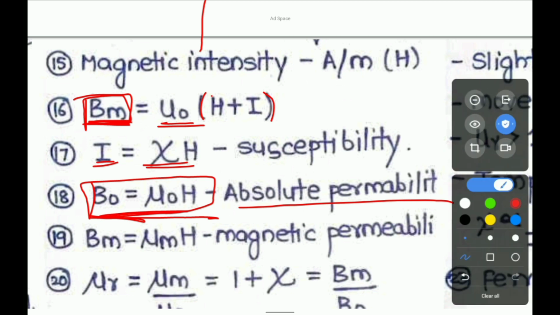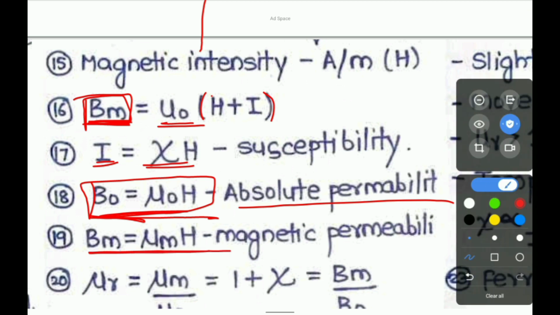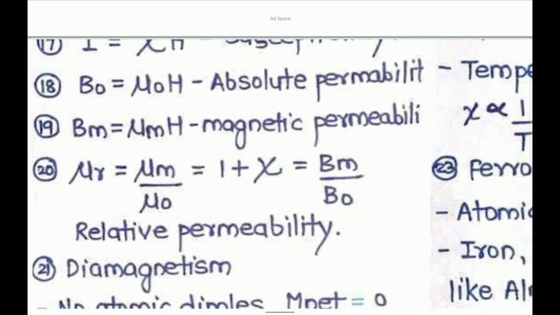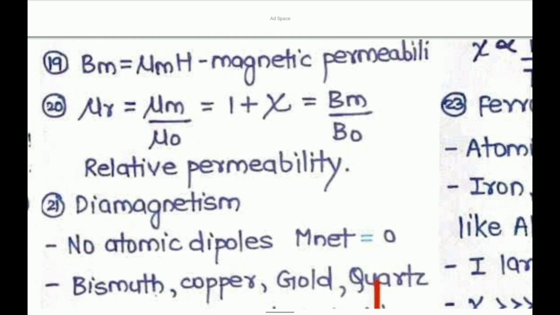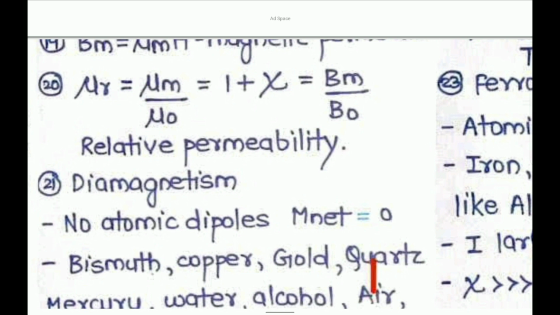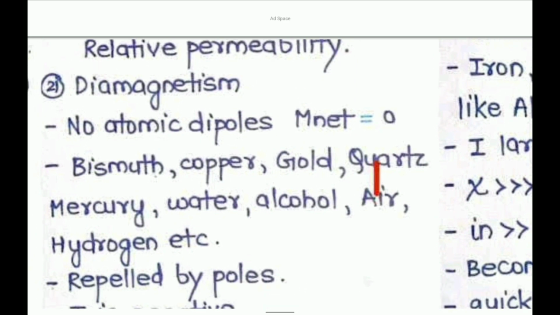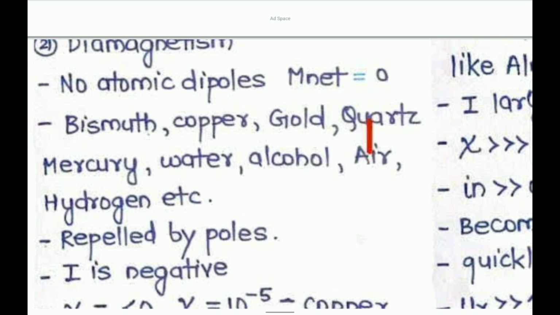Absolute permeability can also be written as mu naught into B naught, which is equal to mu naught into H. Magnetic permeability in any medium is mu into H, and relative permeability is the permeability in the medium upon the permeability in air. Relative permeability is also equal to 1 plus xi, that is mu by mu naught.